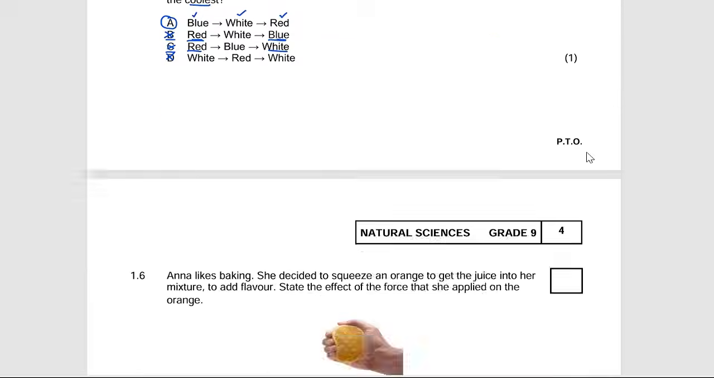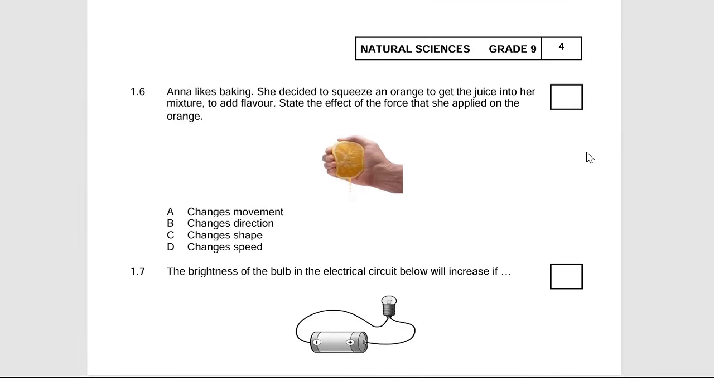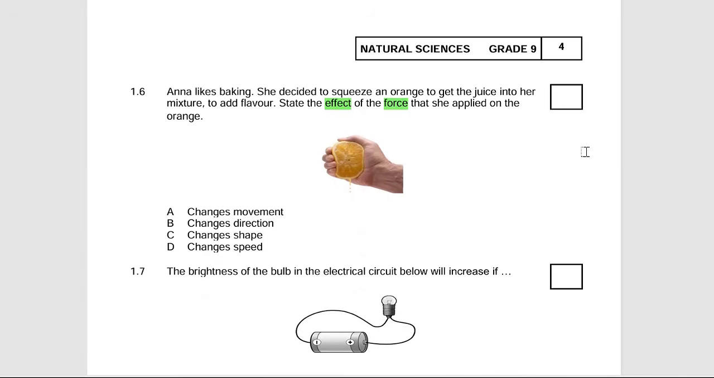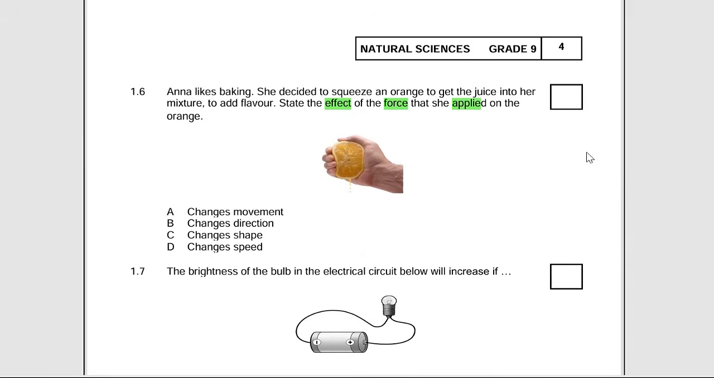Then we proceed to question 1.6, which reads, Anna likes baking. She decides to squeeze an orange to get the juice into a mixture to add flour. State the effect of the force, right? They're asking us to state the effect of the force that she applied on the orange. So what are we told here? She decides to squeeze, right? If she squeezes, what is going to happen there?